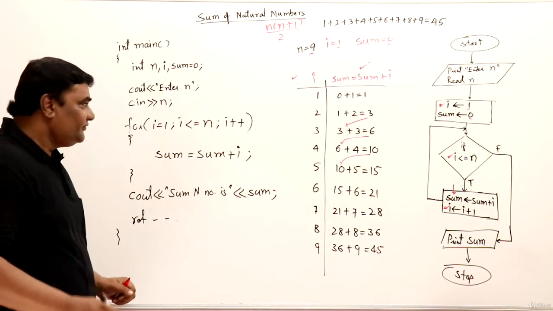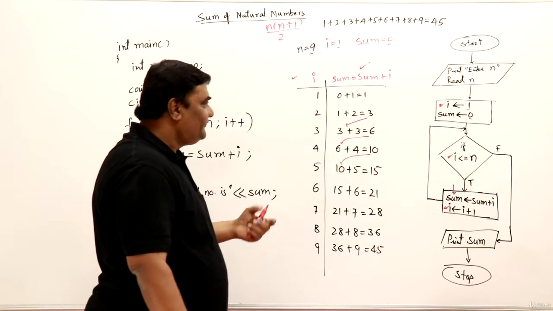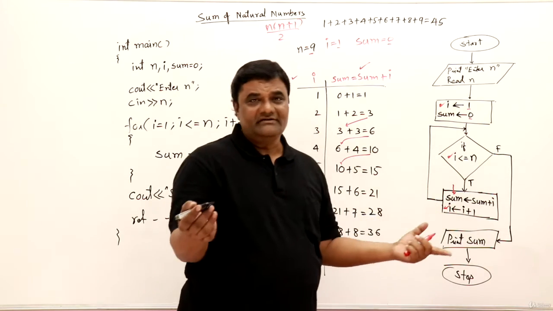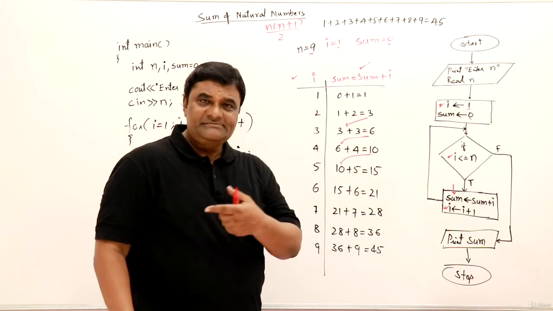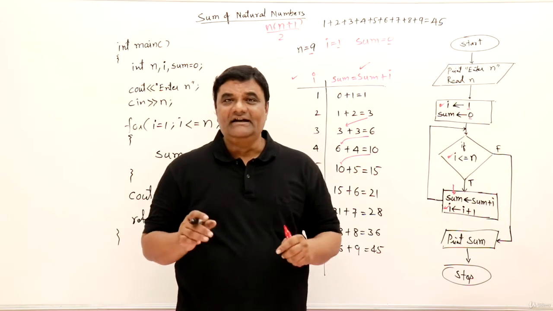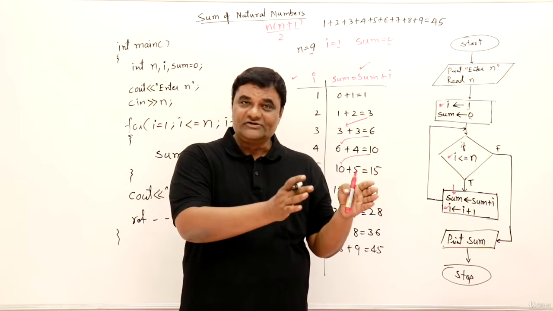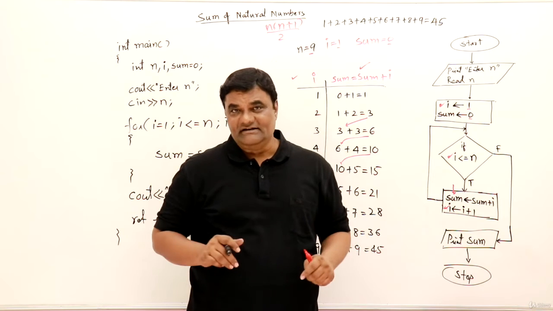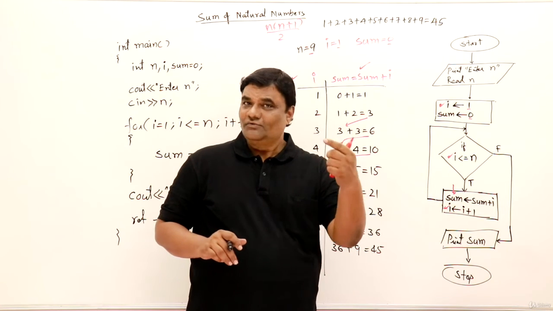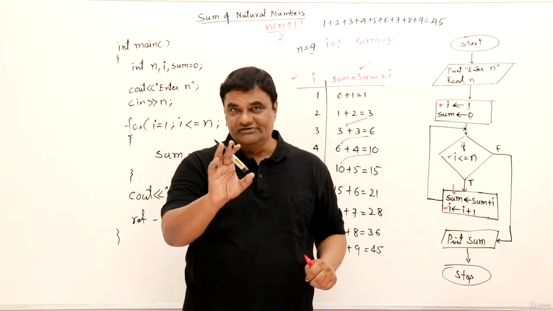Now a few more things I'll show you. See, instead of using a for loop, if you say no, I will use a while loop, you can write a while loop also. But it's better with a for loop because you can understand that i is starting from 1 and stopping at n. You can clearly understand that. Otherwise you can change it to a while loop also. I'll show how to change it.